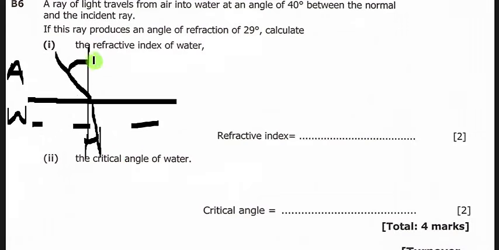Then they are saying calculate the refractive index of water. So the refractive index is given by this formula: sine of the angle of incidence divided by sine of the angle of refraction. The angle of incidence is this one, which is 40. So refractive index is equal to sine 40 over sine 29, the angle of refraction. So when you punch on your calculator, what you should find is this.